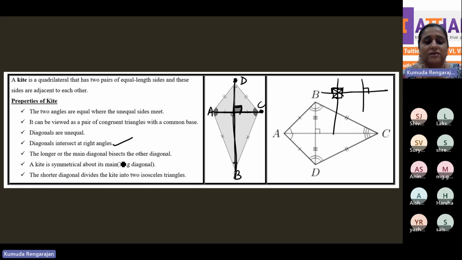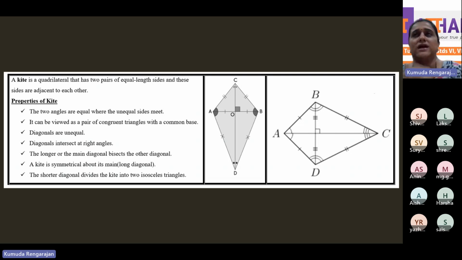The longer diagonal, called the main diagonal, bisects the other diagonal. The longer diagonal cuts the smaller diagonal into two equal pieces. Bisect is two equal halves. So the longer diagonal bisects the smaller diagonal.